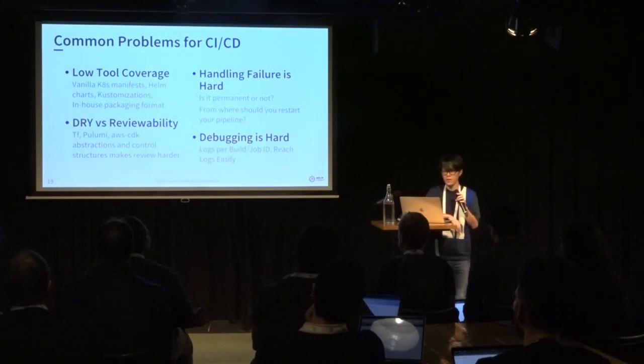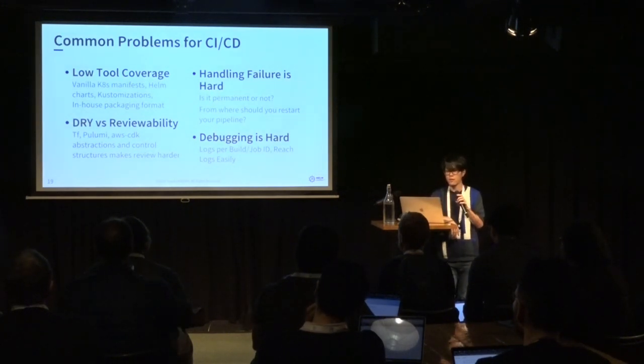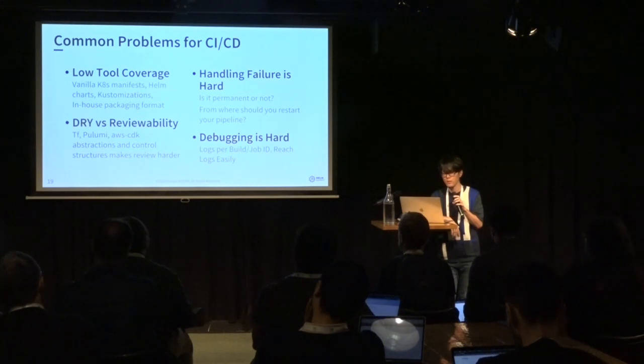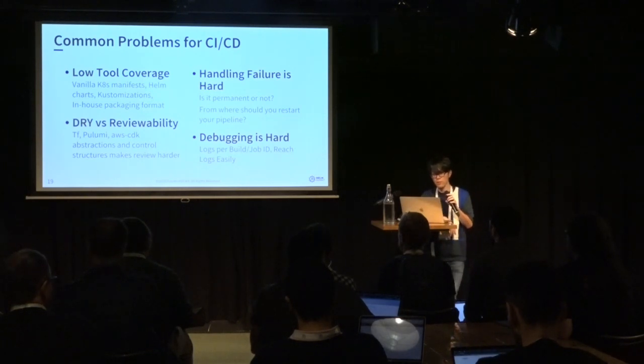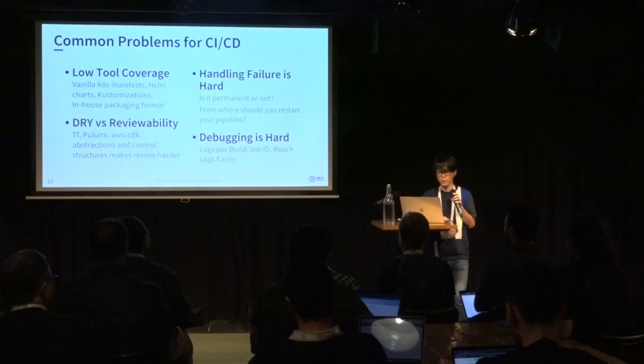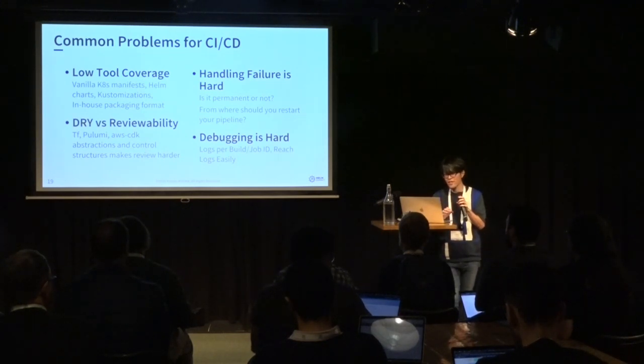I won't deep dive into each tool, but a common problem for CI/CD is that it has low tool coverage. So maybe you need to tweak your pipeline for each tool you use for deployments. If you use Kubernetes manifests for deployments, you need to script your deployment pipeline to use that. Or if you use Helm, you need to script your deployment pipeline accordingly. And there's a problem that if you go for more DRYness, it becomes very hard to review.